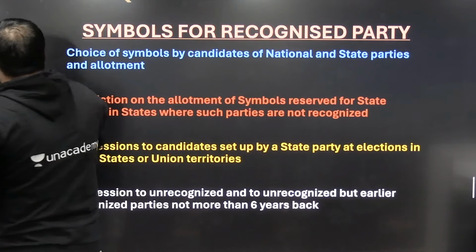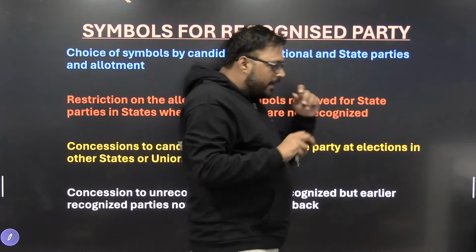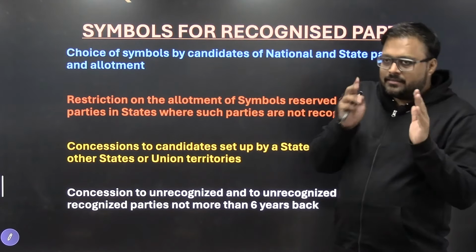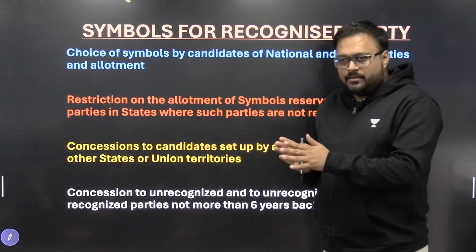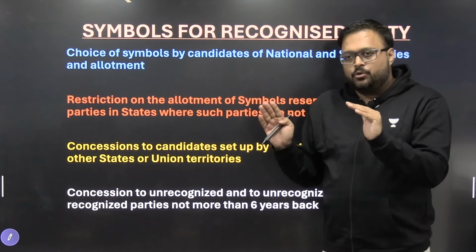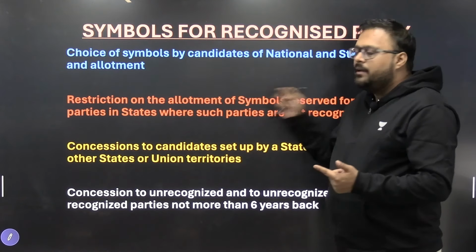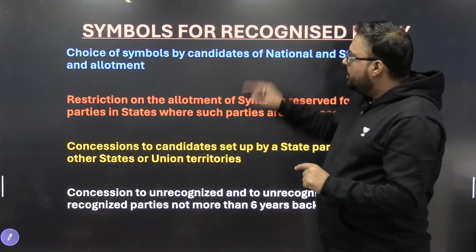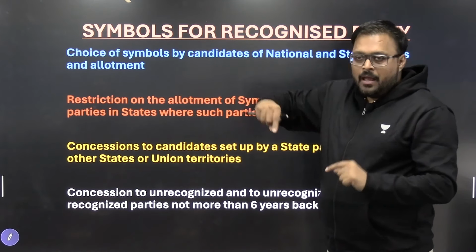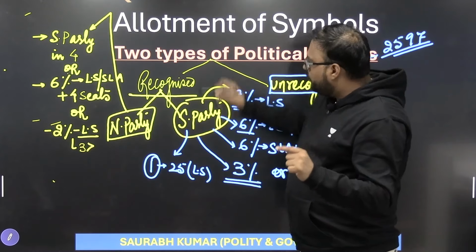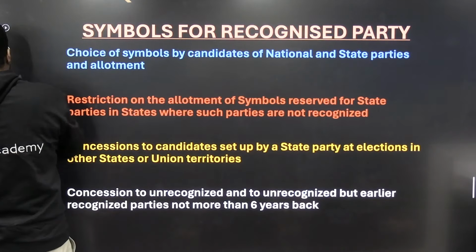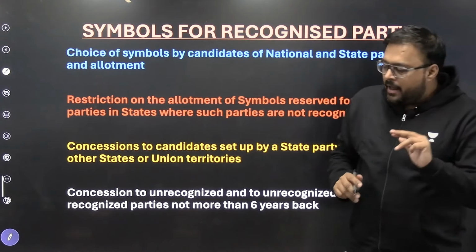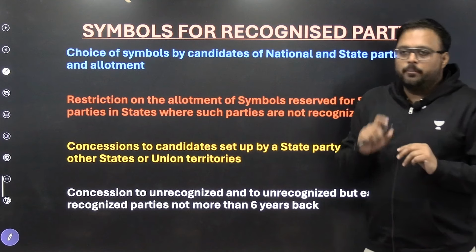Moving to the next slide, we will try to understand what the rule is in the Election Symbols Order 1968. In the Election Symbols (Reservation and Allotment) Order 1968, I have categorized it into two parts. The first one you can see here is the rule for the allotment of symbols to recognized political parties. The first is rule number 8, the second is rule number 9, the third is rule number 10 and 10A, and the fourth is rule number 10B.